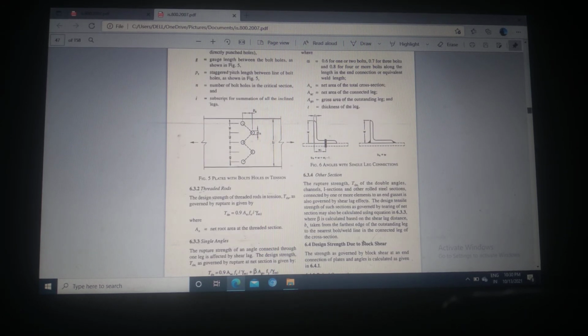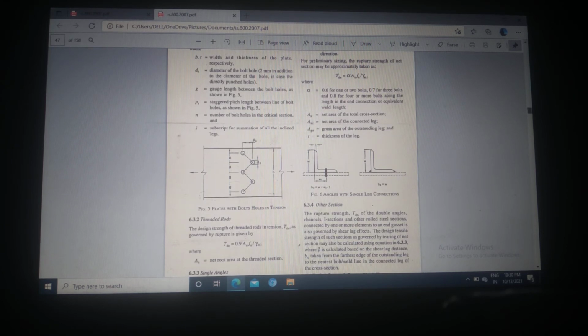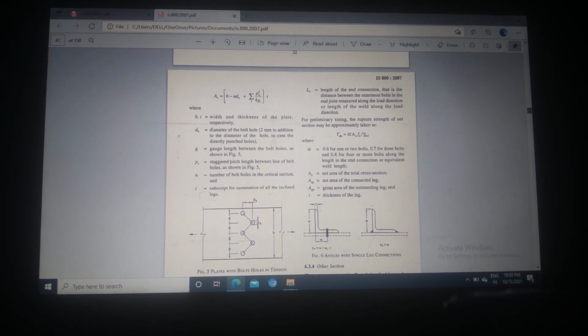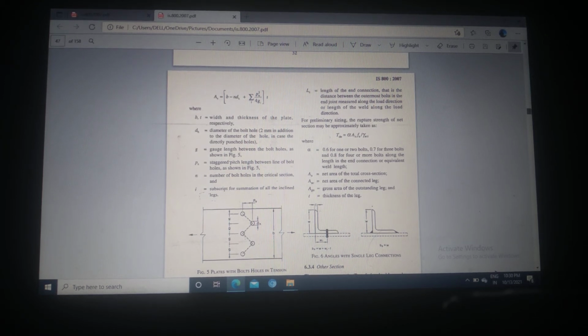So in that you have to find Ag naught, Anc. You have to know what is Ag naught, what is Anc, what is An. An is the net area of the total cross section. What is the total cross section? Of the angle ISA. We call it ISA.